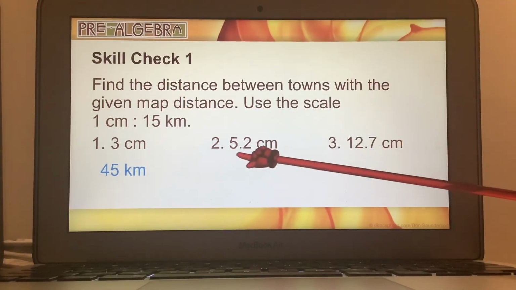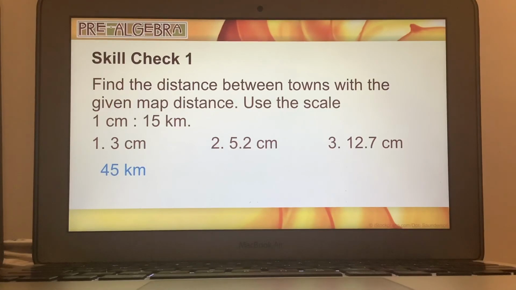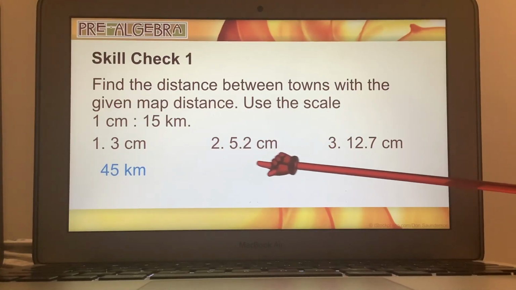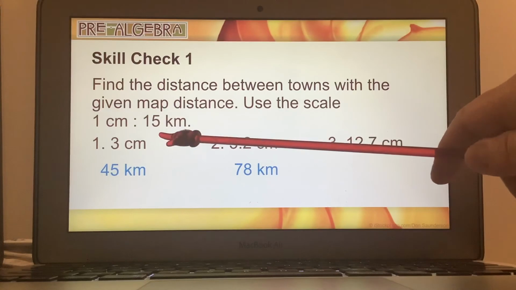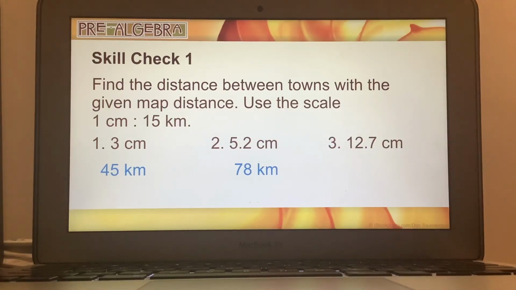The next one here, 5.2 centimeters. If we have 5.2 centimeters, each centimeter is equal to 15 kilometers. When you multiply that together, you should get 78 kilometers. Our last one here, 12.7 centimeters. At 12.7 centimeters, and each centimeter is 15 kilometers, you're going to, again, multiply the two, and you end up with 190.5 kilometers.